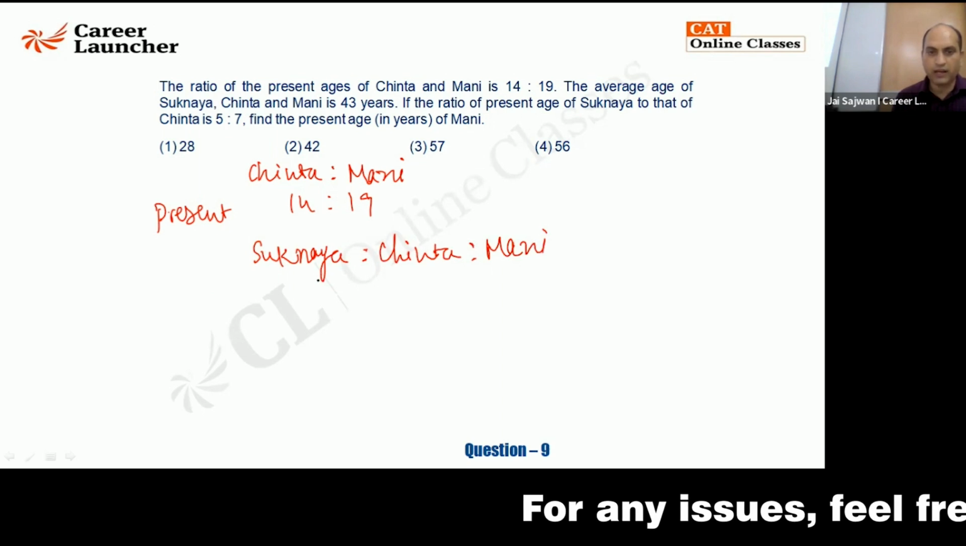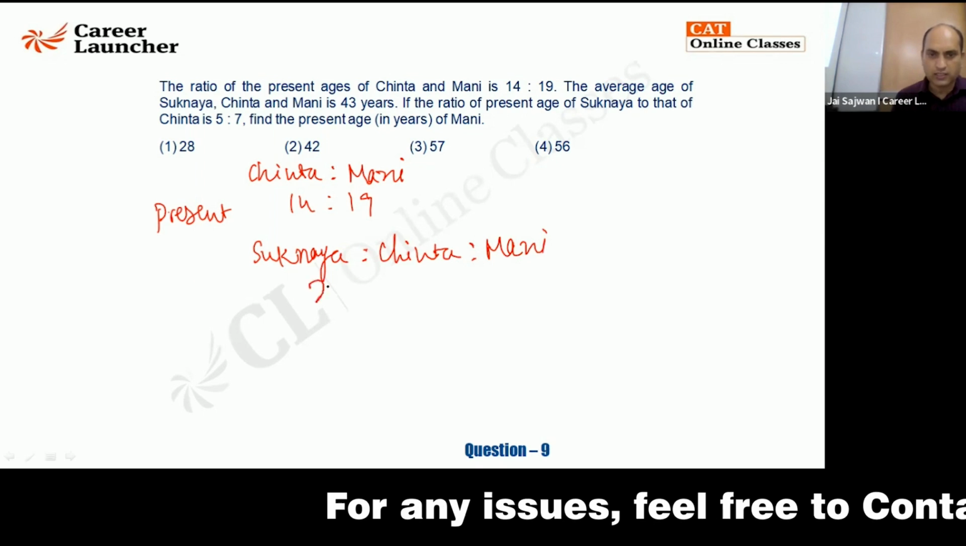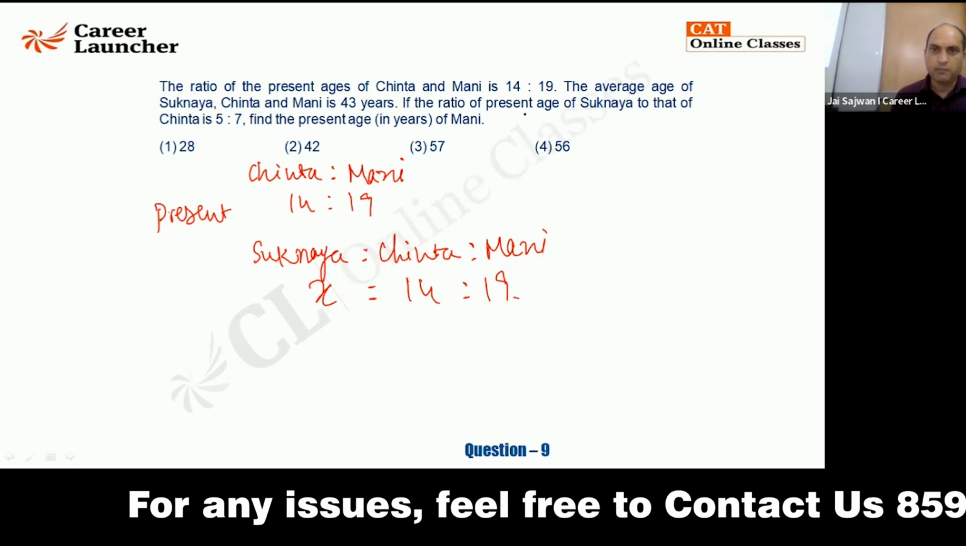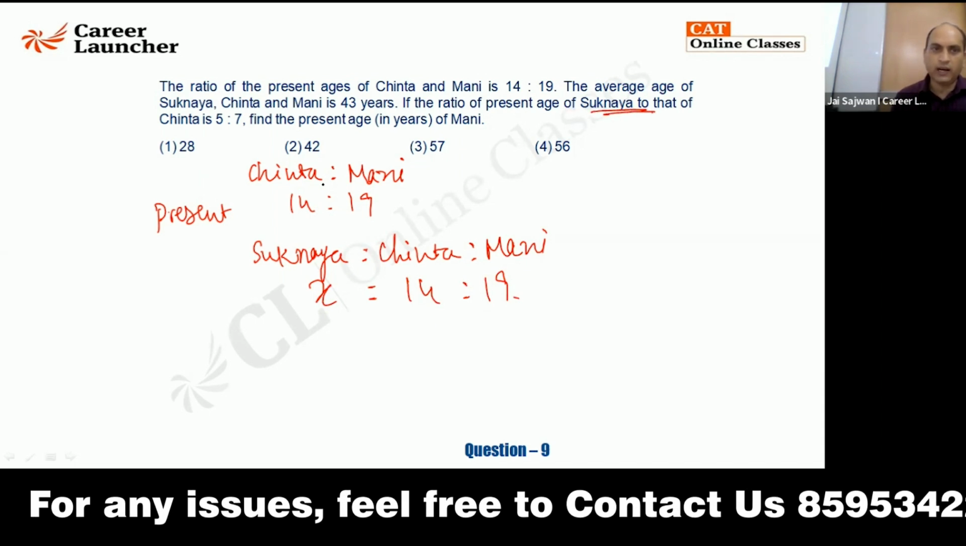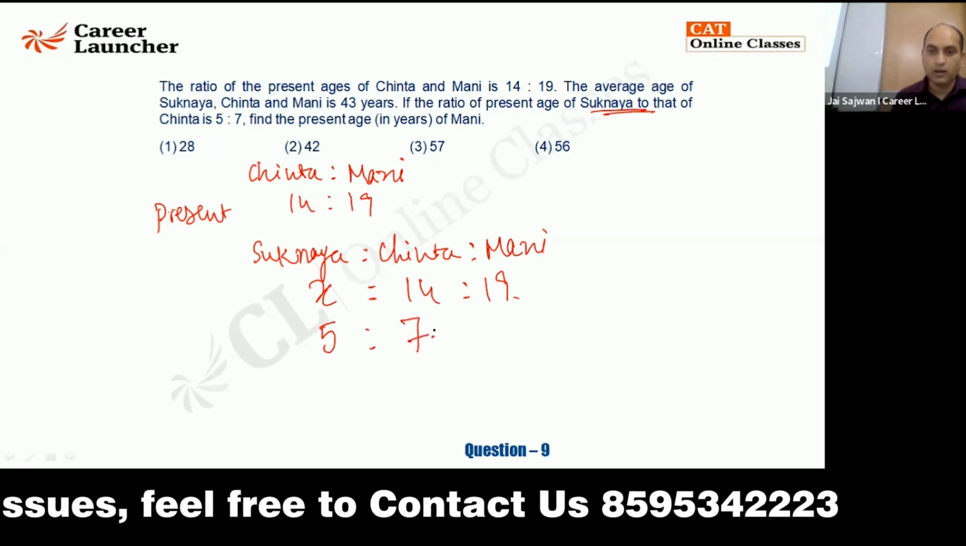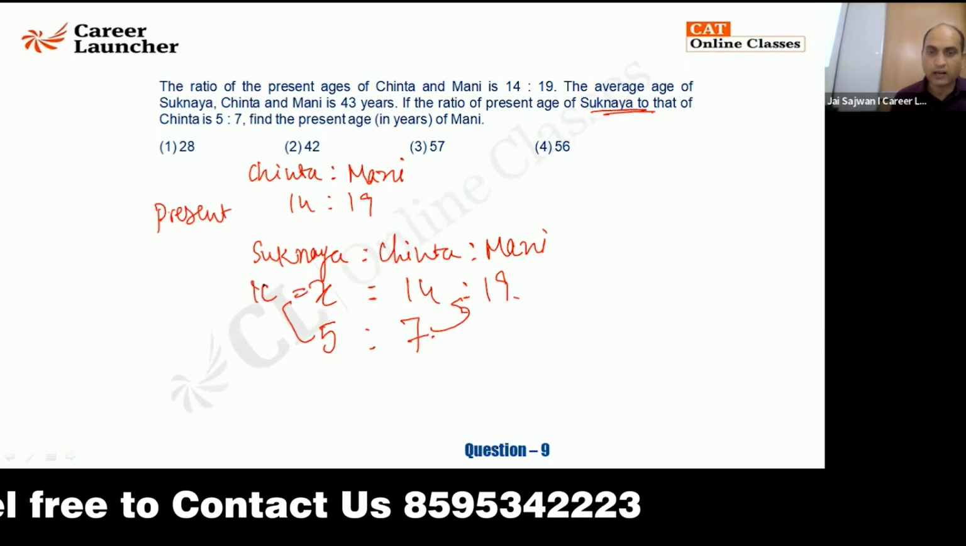The average of their ages, I don't know what the ratio is here, but say the average age is x. The ratio of the other two is 14:19, which is what I'm taking. But it is given that the present age of Sukanya to that of Chinta is 5:7. When 7 is doubled here, 5 will also double. I can write it as 10.